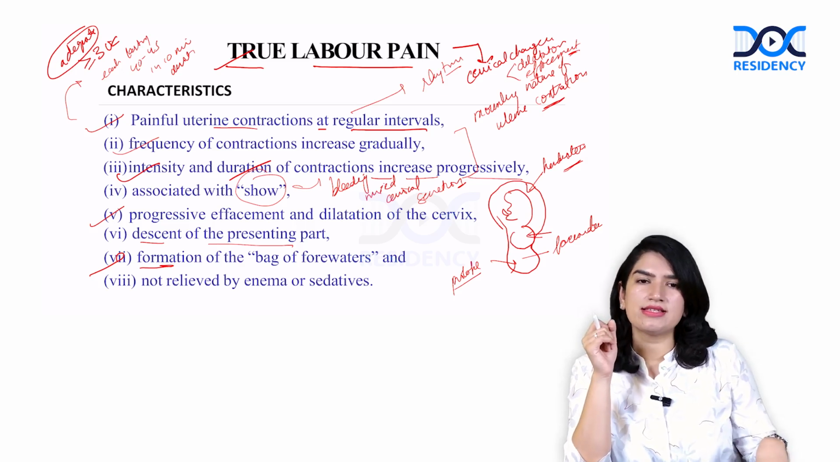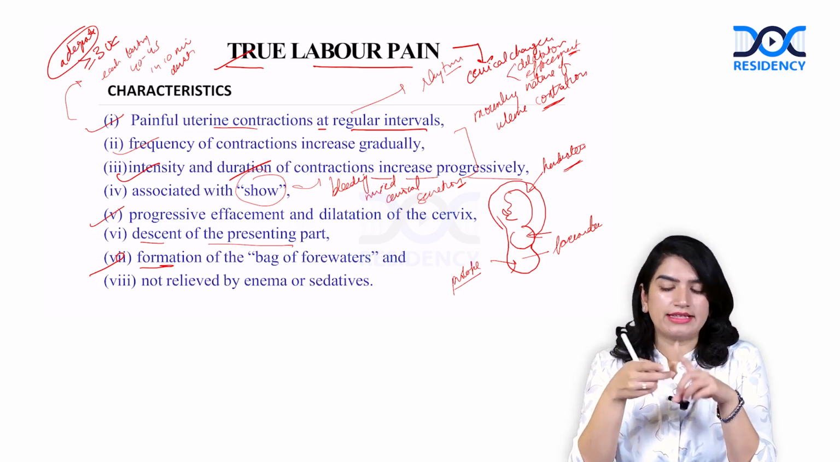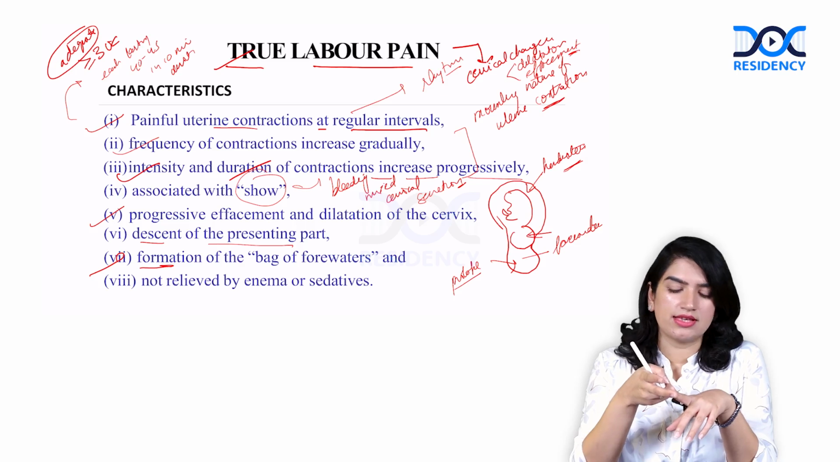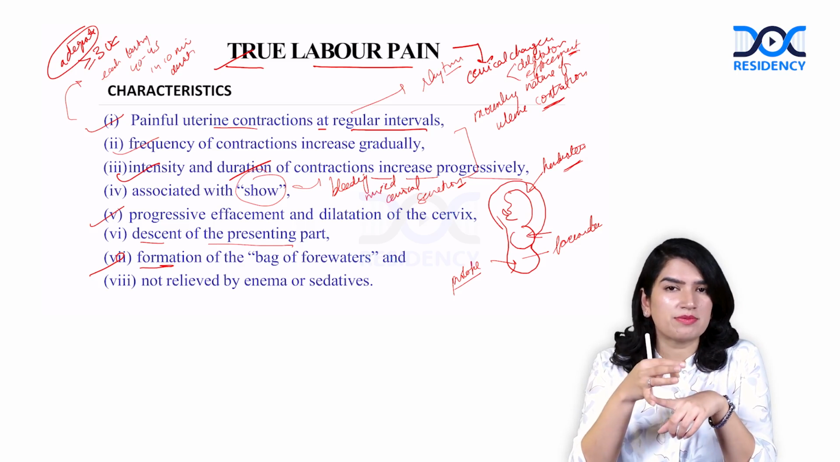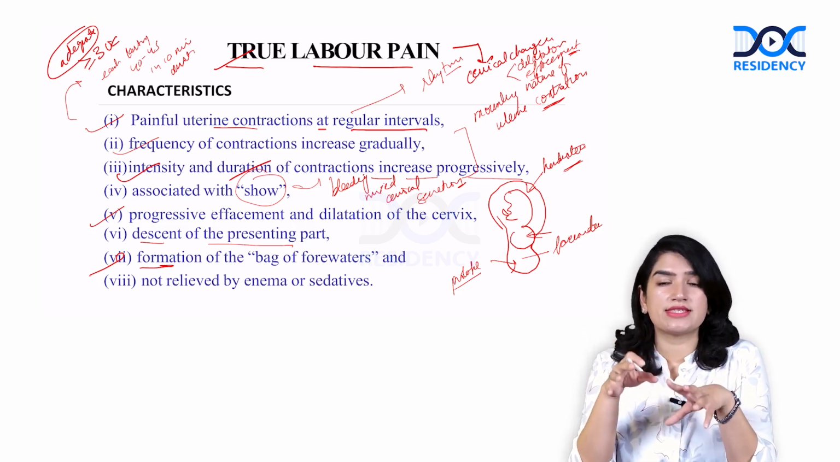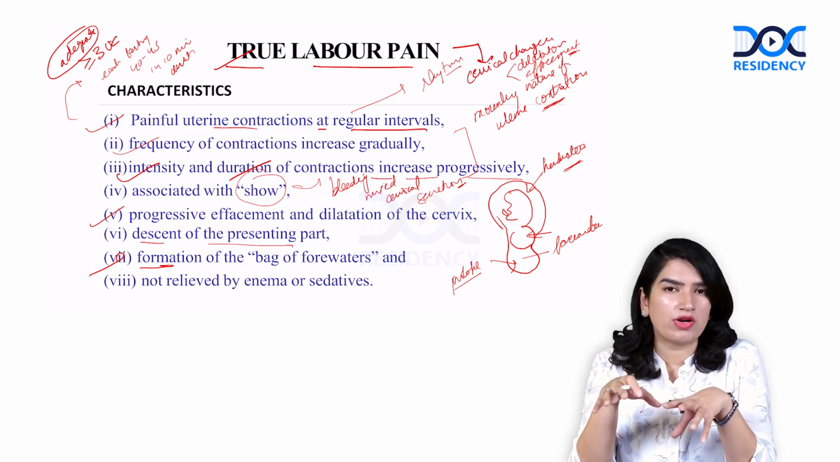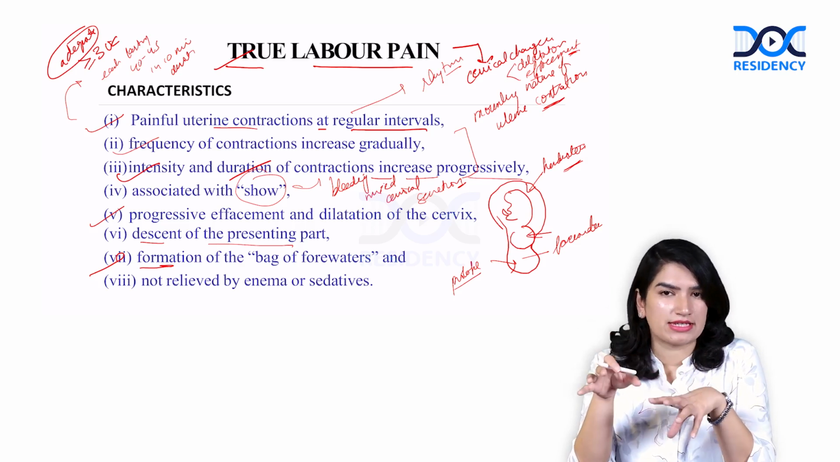So, what are the characteristics? You have painful uterine contractions, which are regular. There is increasing frequency, intensity, and duration of contractions. They are associated with show. There is progressive effacement and dilatation of the cervix. There is also progressive descent of the presenting part. There is formation of the bag of four waters, and true labor pains are not relieved by enema or sedatives.